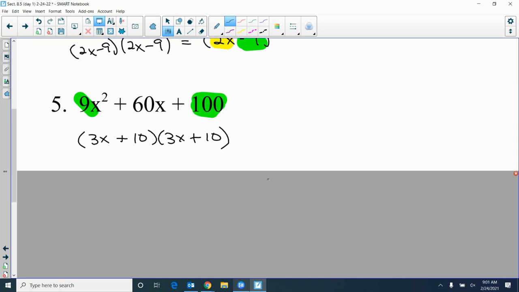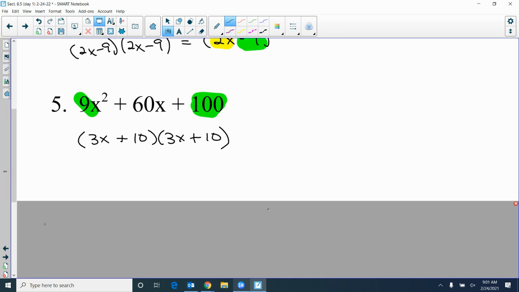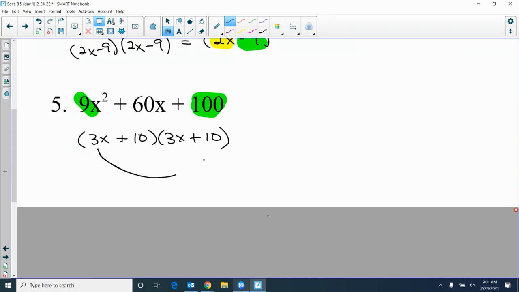Well, how do you see if it works? It kind of goes back to our guess and check. I know 3x times 3x is 9x squared. I know 10 times 10 is 100. You got to check the outer and the inner. Do they add up to 60? So then you're right. You can still do 9 times 100, which is 900.